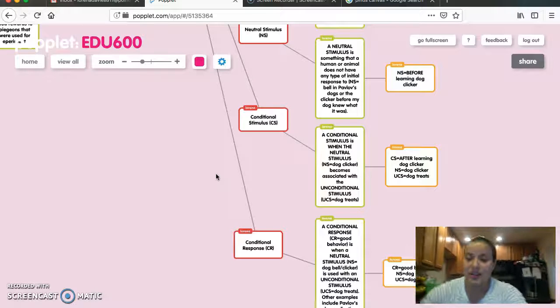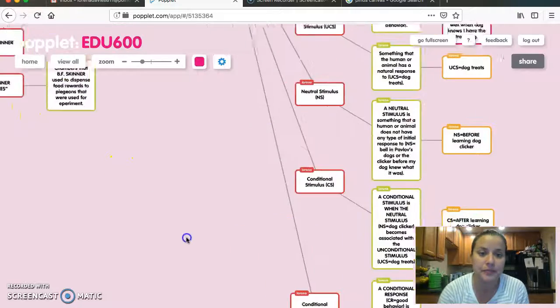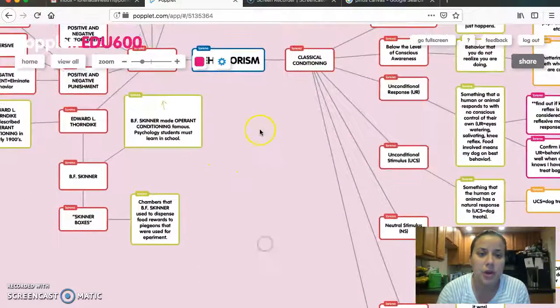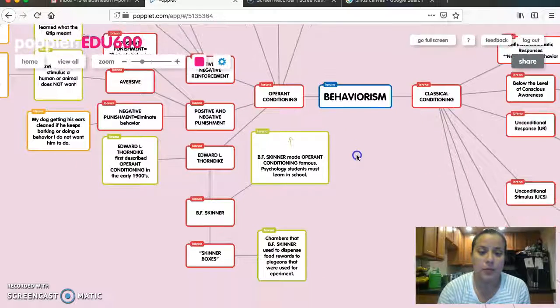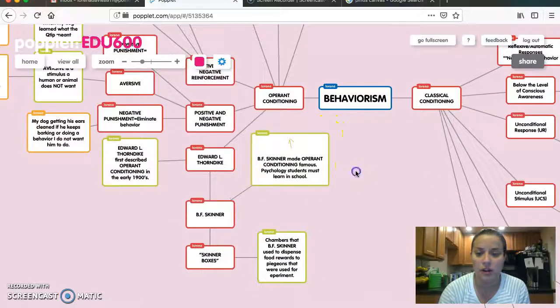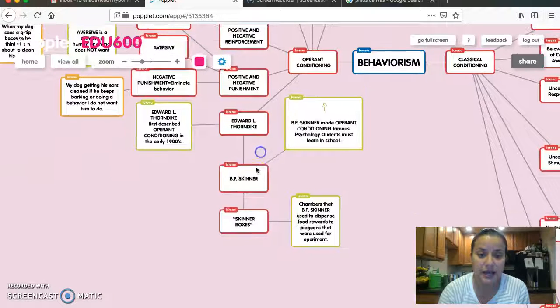But so it does look like my dog remembers the clicker, so that's a great example of Pavlov's experiment. So we're going to go back over here. Operant conditioning is also part of behaviorism. We're going to talk about how it started first. So I have over here under operant conditioning, positive and negative punishment, Edward L. Thorndike, B.F. Skinner, and Skinner boxes.